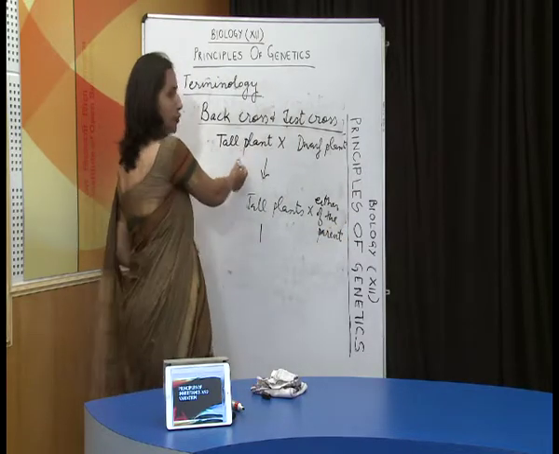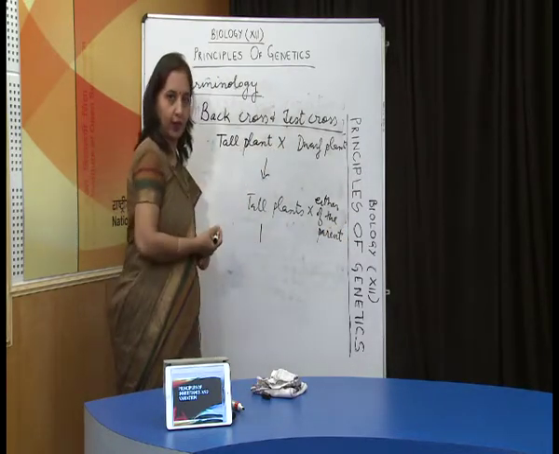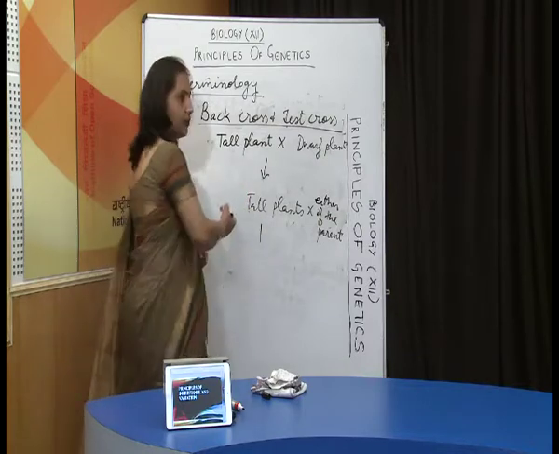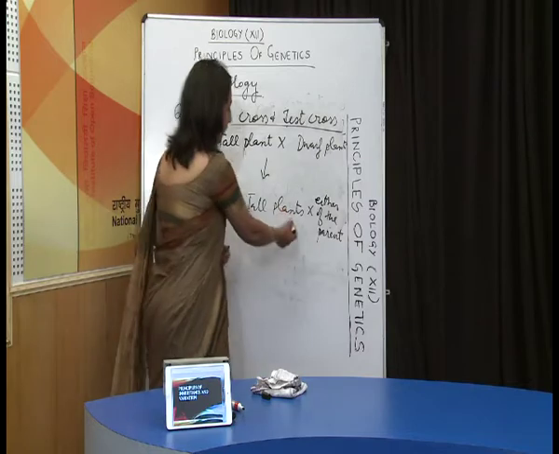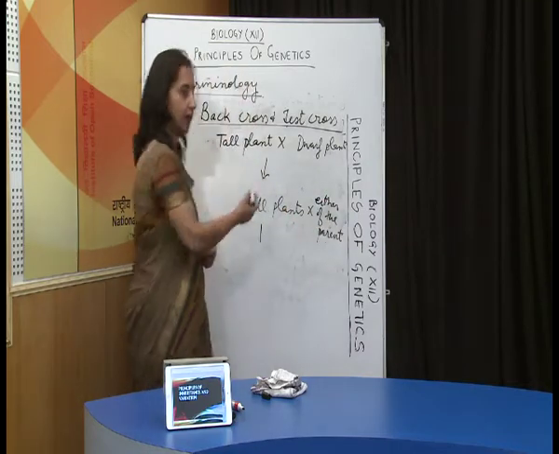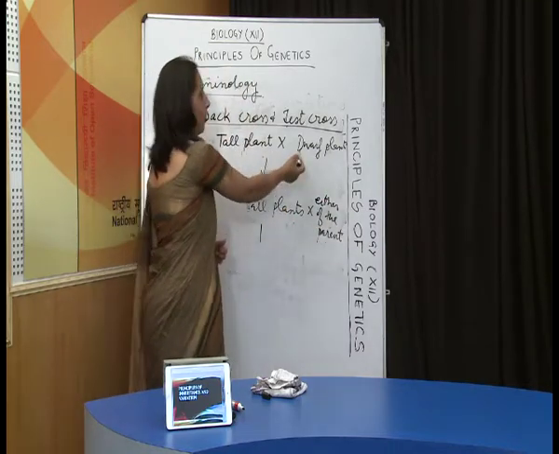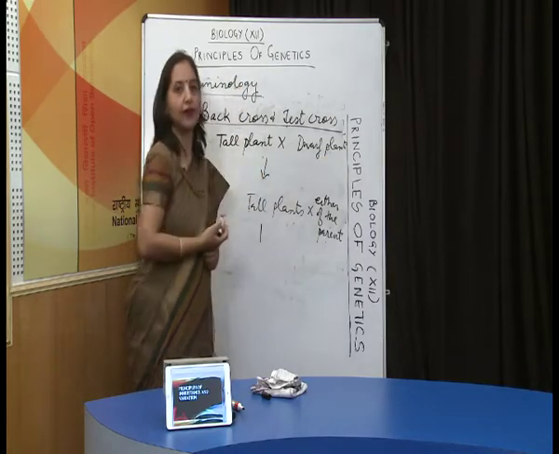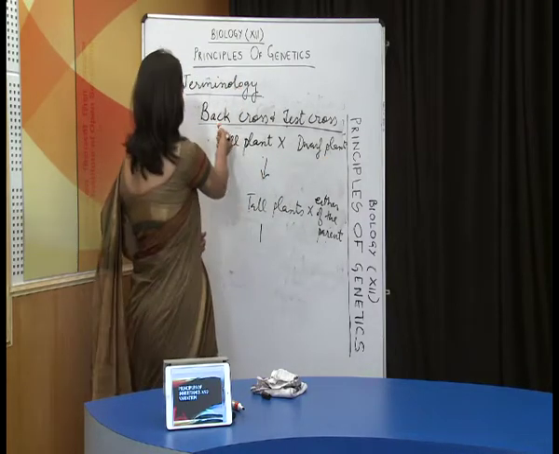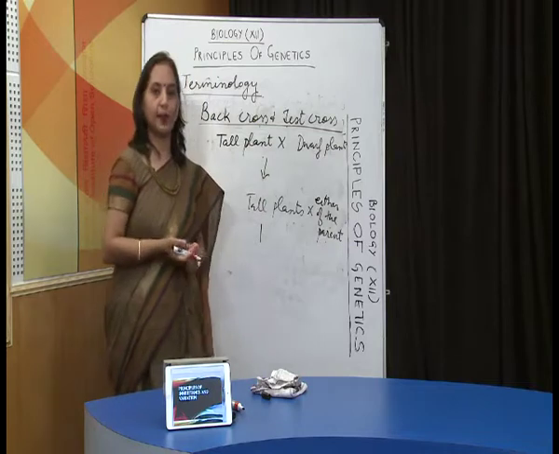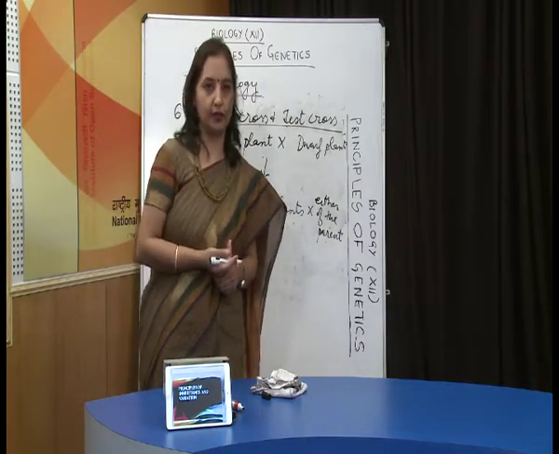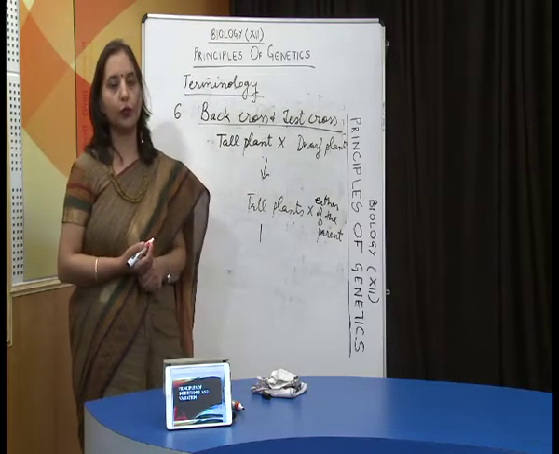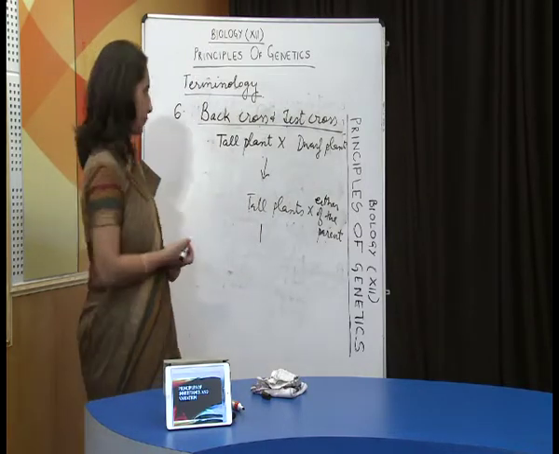So when we take a tall plant and we cross it with the dwarf plant, we get the first generation, and to get the second generation, we cross it with either of the parents, either with the tall plant or with the dwarf plant, which is one of the parents. So this is called a back cross. Why is it called a back cross? Because we are using either of the parents for crossing to obtain the second generation.